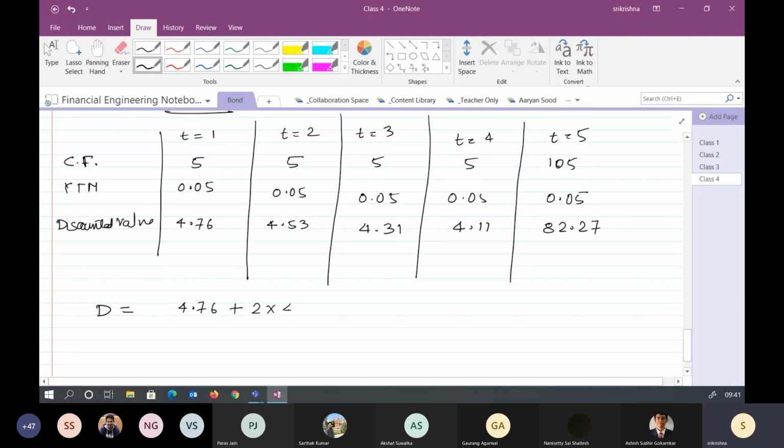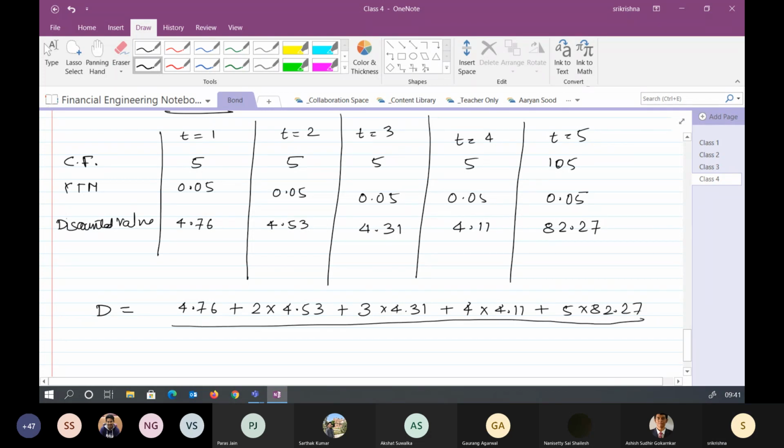The next would be 2 into 4.53. The third expression would be 3 into 4.31, 4 into 4.11, and finally 5 into, and divided by the P value. P value, I know if I sum all together, it will be 100. Yes or no? Yes, sir. Because it's a price, if YTM and the coupon rate are the same, the price would be same as the face value.